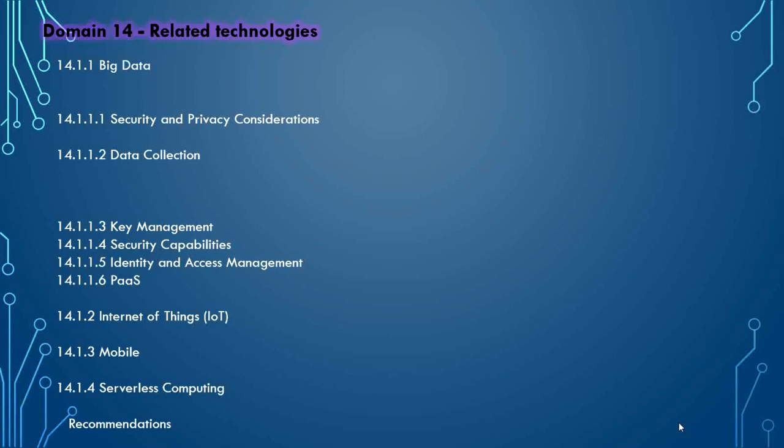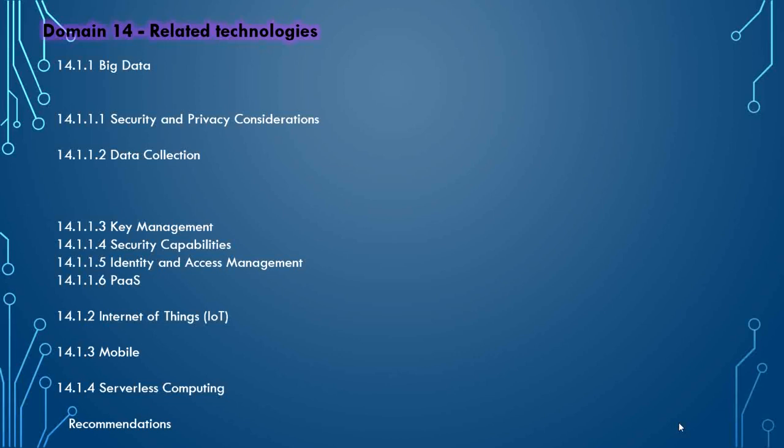CSA divides the new technologies in two parts. 1. Technologies that overlap with the cloud deployments. 2. Technologies that are used in cloud deployments. And here we will discuss technologies such as big data, the Internet of Things, mobile devices, and serverless computing. Let's first discuss big data.